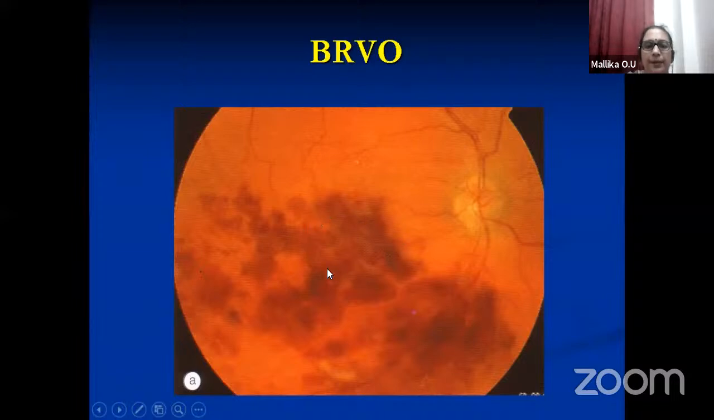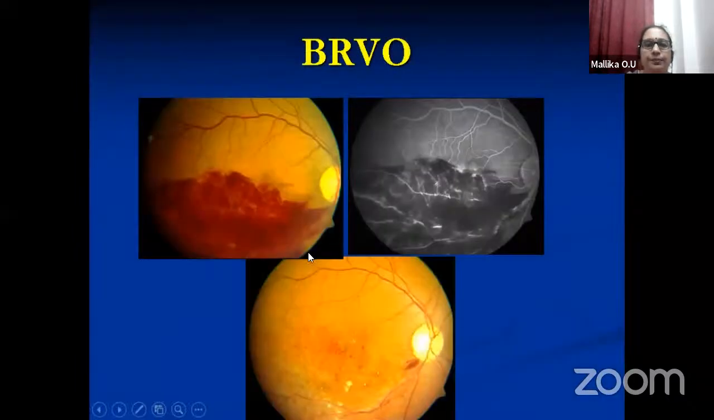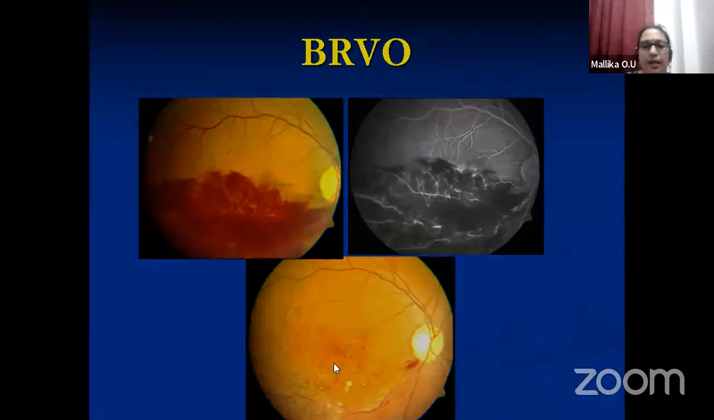So this patient presents because the inferior half of the retina is affected, and the patient can have a superior field defect. So this is another condition. You can see extensive areas of hemorrhages and the corresponding fundus fluorescein angiogram. And on follow-up, once the hemorrhages are resolved, you can see almost the whole area of hemorrhages is absorbed, and in a few areas the hemorrhages remain.